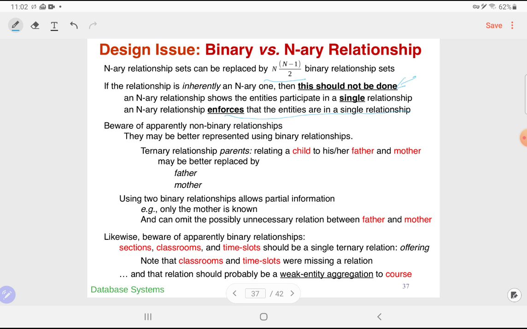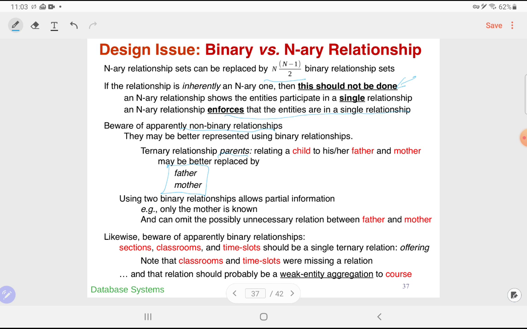That said, beware of apparently non-binary relationships. So take the relationship parents. It relates a child to his, her, father, or mother. Sounds like a natural ternary relationship. A child has a father and a mother. That might in fact be better replaced by separate binary relations.